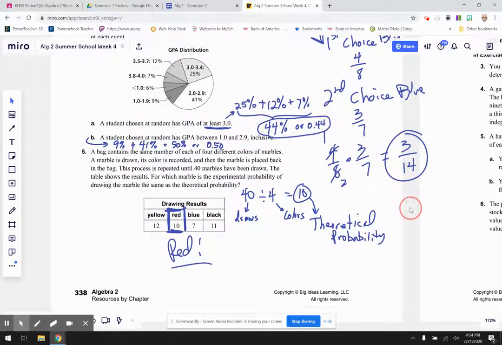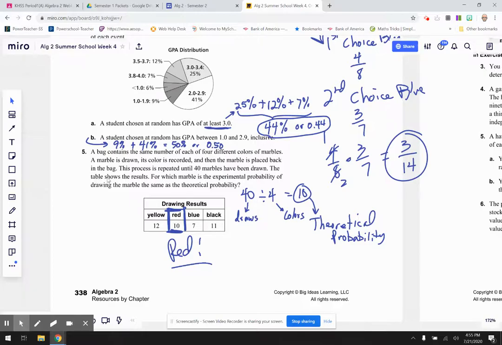Number 5, it says a bag has the same number of each of 4 different colored marbles. The marble is drawn, the color is recorded, and then the marble is placed back in the bag. So there's always 40 in the bag. There's always the same number in the bag. It's 40 draws. So the process is repeated. 40 marbles have been drawn.